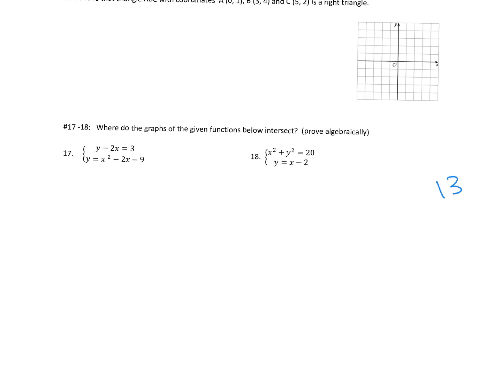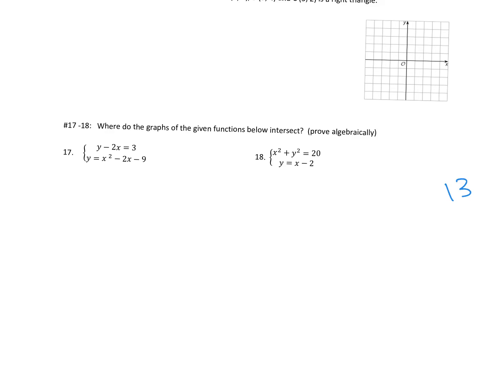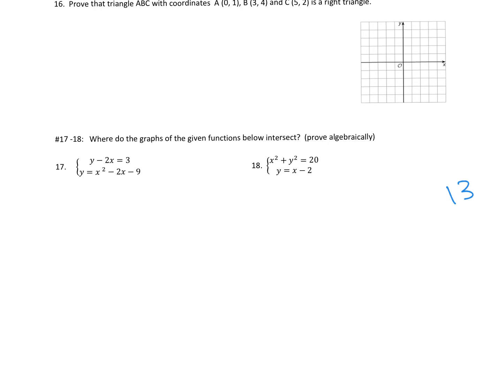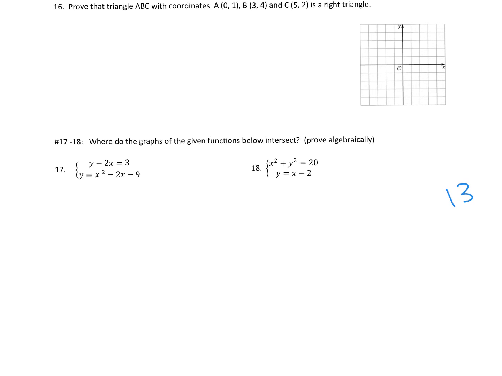I want to do 17 and 18 first because these were also lesson 13, but these were from our supplemental worksheet. That worksheet was solving systems of equations to find my intersection points. So on the first one, it would help me if I knew what y was equal to, because then I could substitute in for y in my bigger equation, the bottom one, and then solve for my x. So I'm simply going to add the 2x to both sides, and I get y equals 2x plus 3. I'm going to plug that in for y in my second equation.